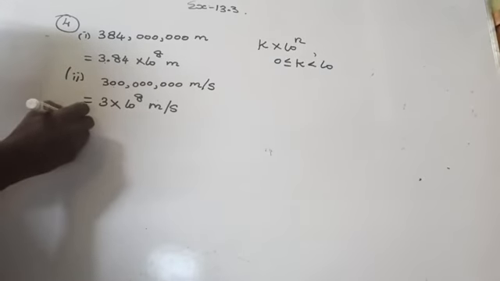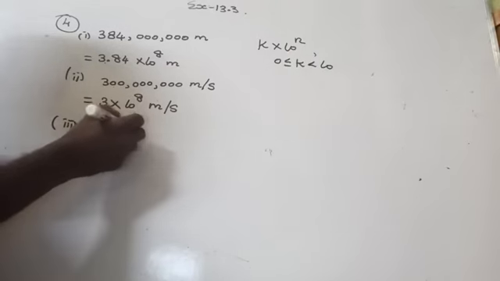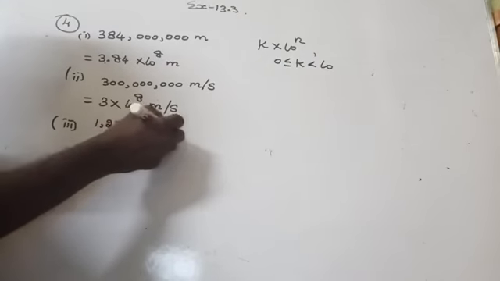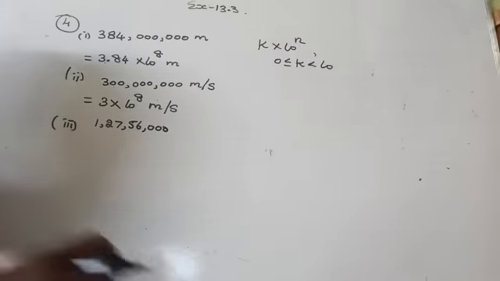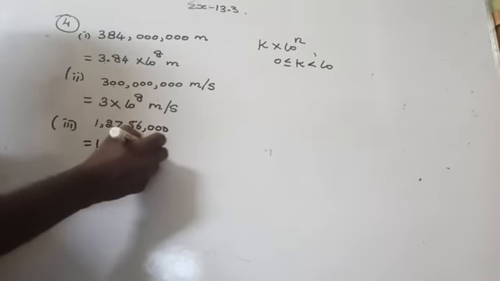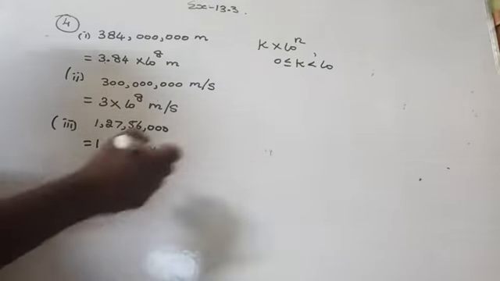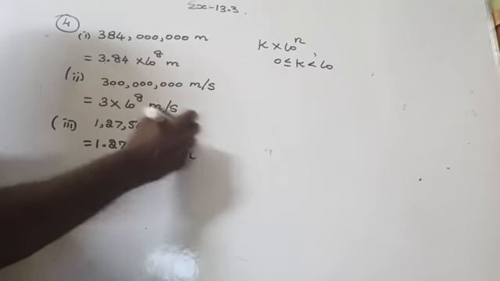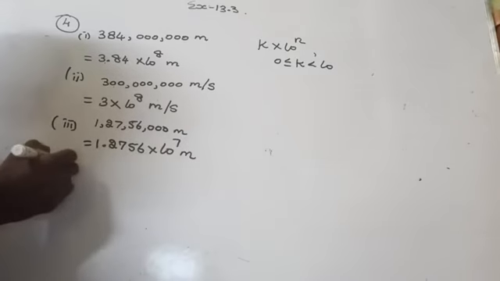Then come to the third part now. The diameter of Earth is given: 1 crore, 27 lakh, 56,000. So how will you express this one, dear? Tell me. Yeah, 1.2756 into 10 to the power of. So after 1, how many digits are there? Yes, 1, 2, 3, 4, 5, 6, 7. So 10 to the power 7 meter. The diameter of Earth, it's given that. Am I right? Yeah.